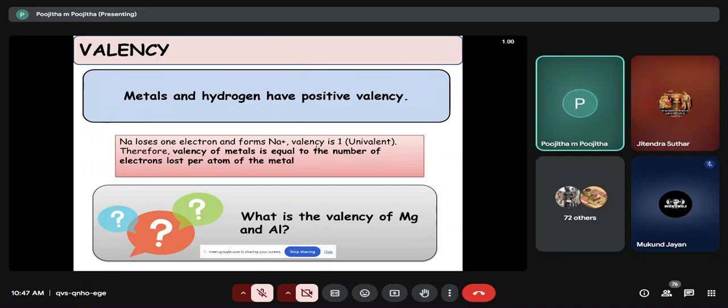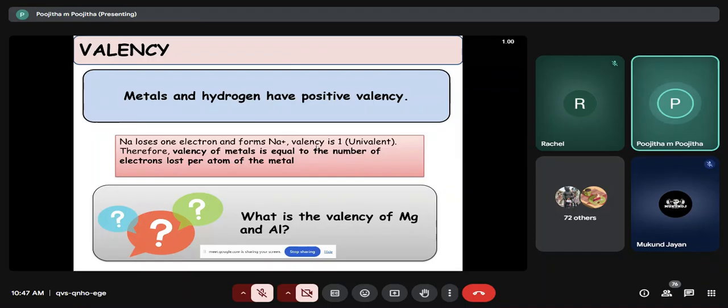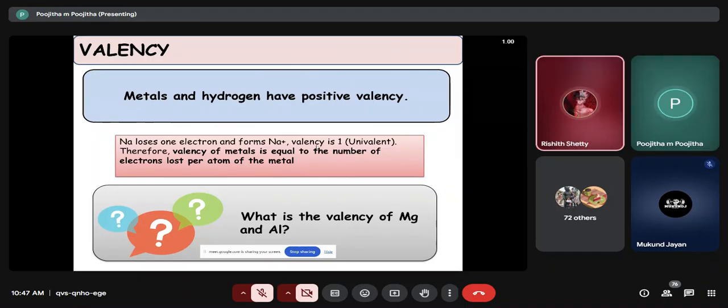Valency is 0. Which element has duplet configuration? Helium. Name an element which has octet configuration. Neon, argon. Neon and argon both have octet configuration.